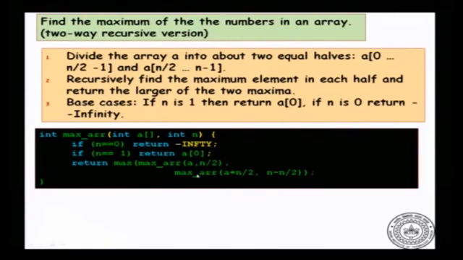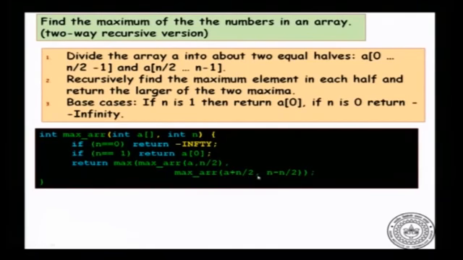Then we need to compute the maximum of the right half. How do we find the right half? We need to skip n upon 2 elements which went to the left half to get to the first index in the right half. So we do that by saying a plus n upon 2. If a is the address of the first location of the whole array, then a plus n upon 2 is going to be the address of the first location of the right half.